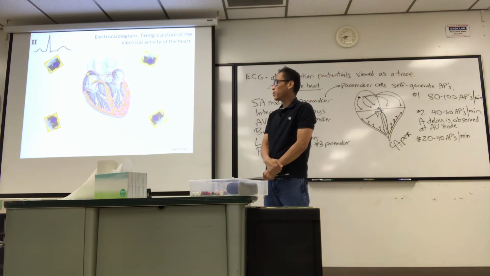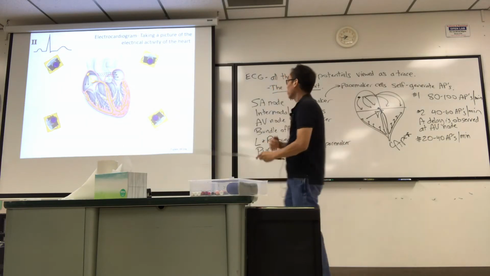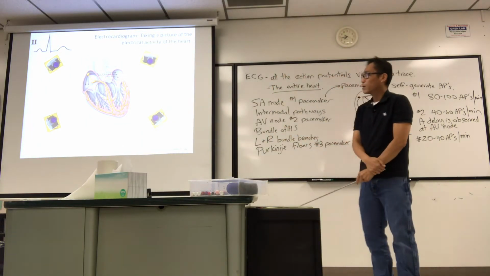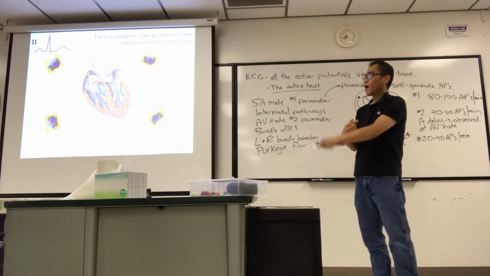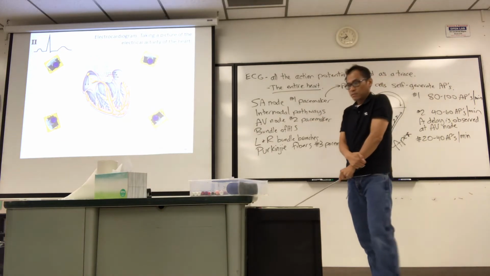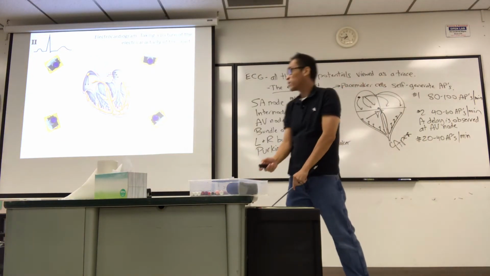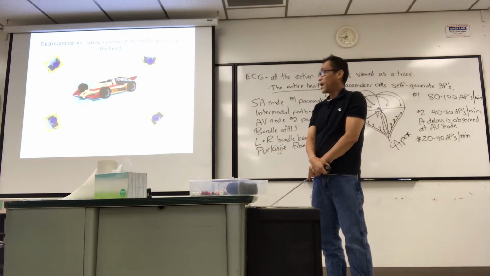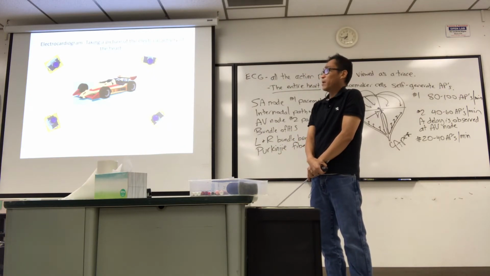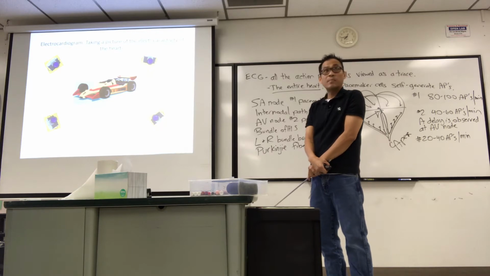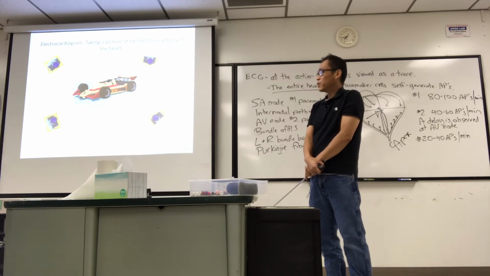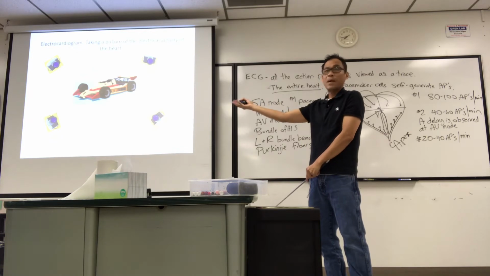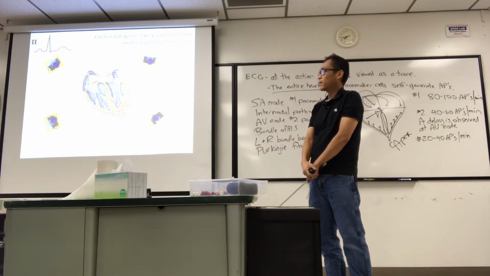A skin surface electrode is like taking a picture of the electrical activity of the heart. Just much like you take a photographic picture of anything, say, for example, of a sports car. And when you take a picture from a different view, whether it be the top or the bottom or the front or the back, it gives you a different view of the same race car, for example. It's the exact same thing as taking a view of the electrical activity of the heart.